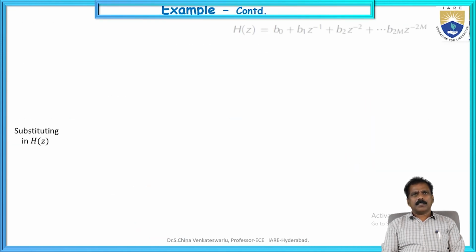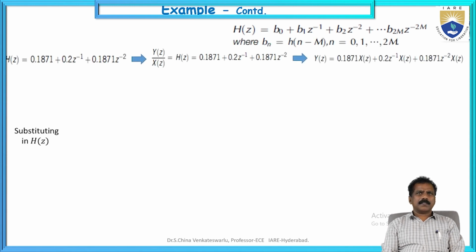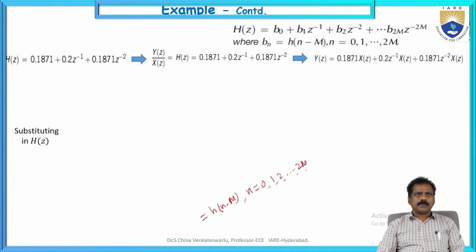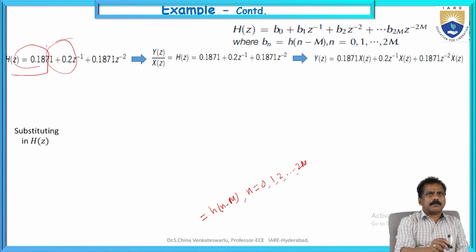With this, h of z is equal to b0 plus b1 z power minus 1 plus b2 z power minus 2 plus and so on, up to b2m z power minus 2, where bn is equal to h of n minus capital M. Here we substitute n equal to 0, 1, 2, 3 and so on up to M. So for h of z, we calculate b0, b1 and so on by direct substitution, and h of z is equal to this value plus this one and so on.